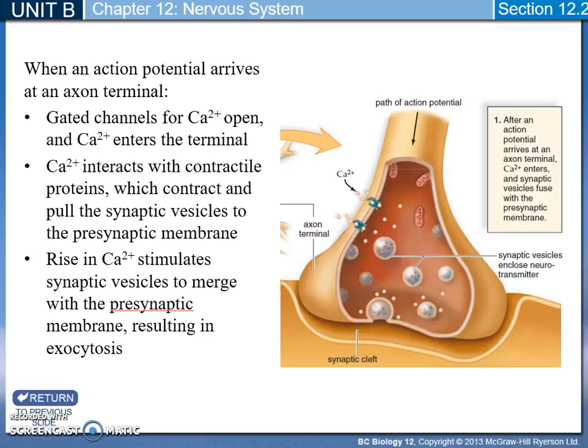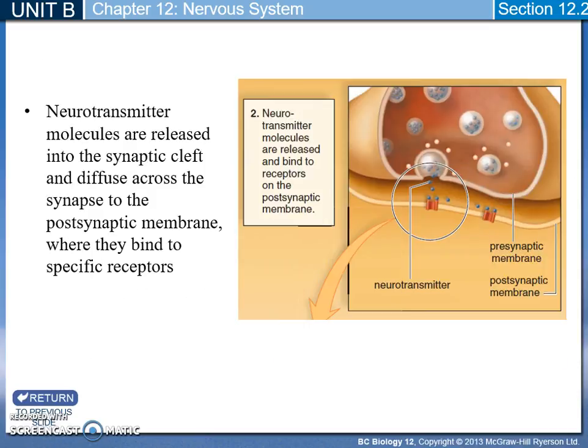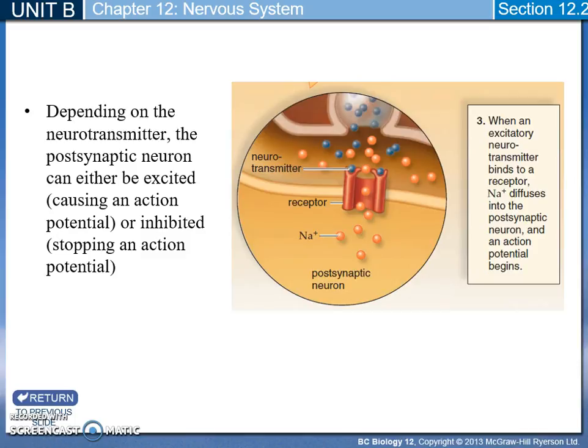When an action potential arrives at an axon terminal, gated channels for calcium open and calcium enters the terminal. Calcium interacts with contractile proteins, which contract and pull the synaptic vesicles to the presynaptic membrane. And the rise in calcium stimulates synaptic vesicles to merge with the presynaptic membrane, which results in exocytosis. This is similar to exocytosis that we've seen in other types of cells. Neurotransmitter molecules are released into the synaptic cleft and they diffuse across the synapse to the postsynaptic membrane where they bind with specific receptors. And depending on the neurotransmitter, the postsynaptic neuron will either be excited, which causes an action potential, or it will be inhibited, which actually stops an action potential from occurring.